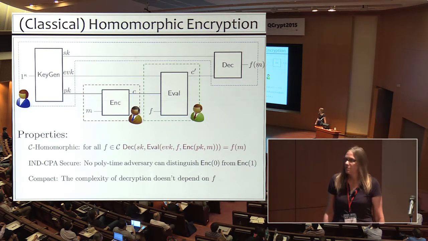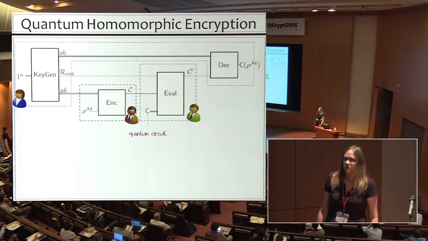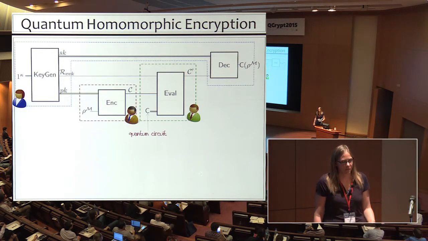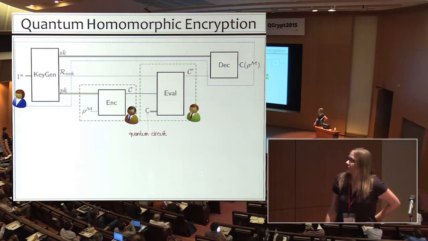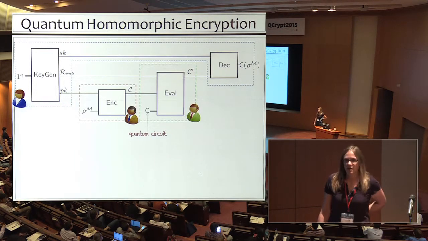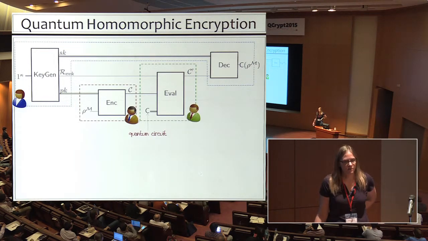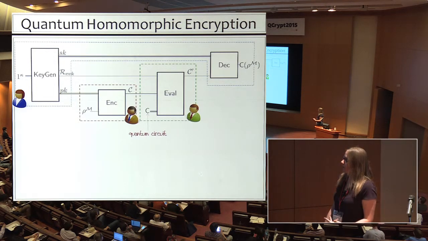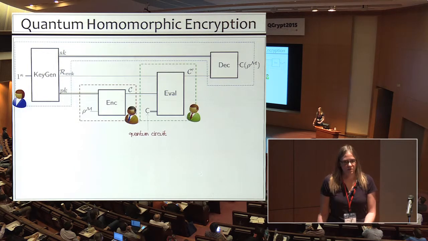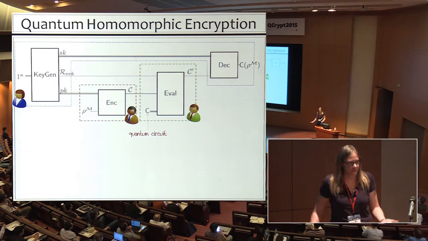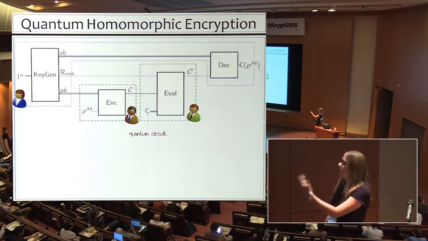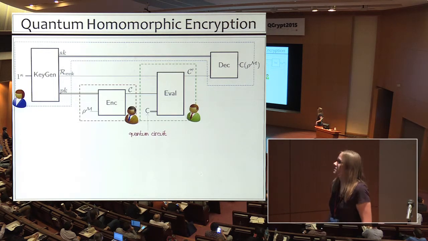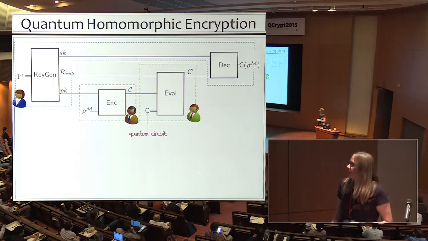And a quantum homomorphic encryption scheme is very similar. Now we have 4 polynomial time quantum algorithms. So again, we have a key generation procedure, and in our schemes we allow the evaluation key to be a quantum state, and our encryption key and decryption key are just classical, but that's just because we don't require any quantum encryption and decryption keys for our purposes. We could also have allowed those to be quantum.